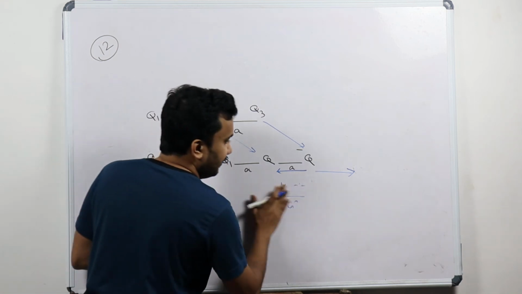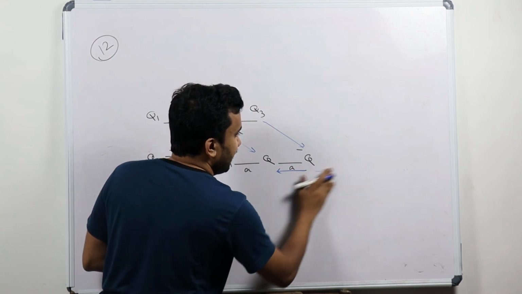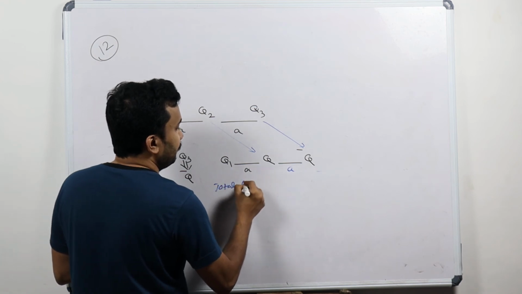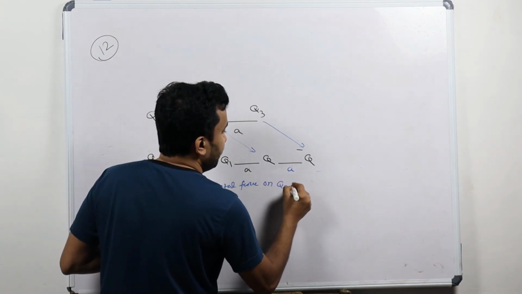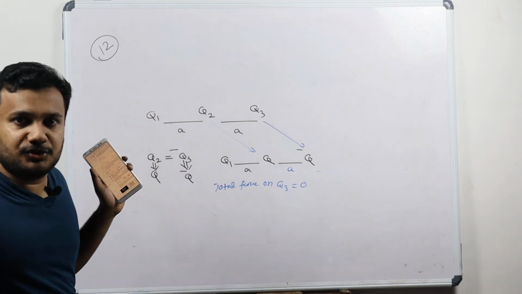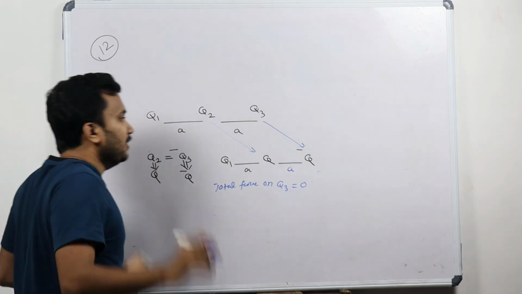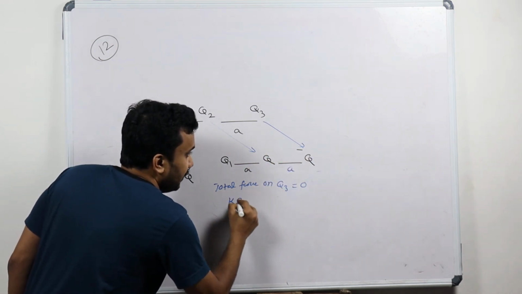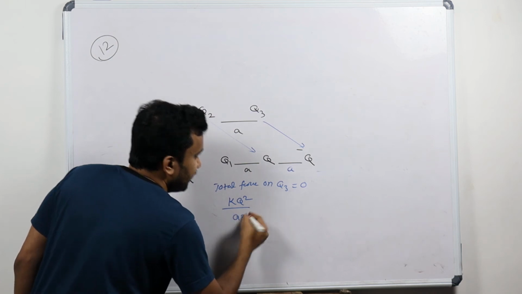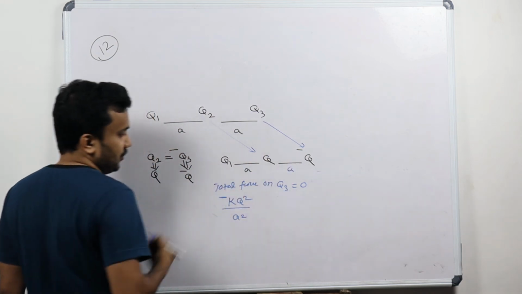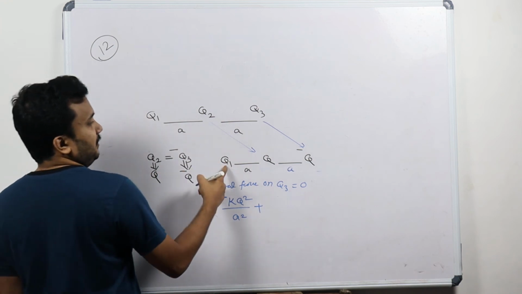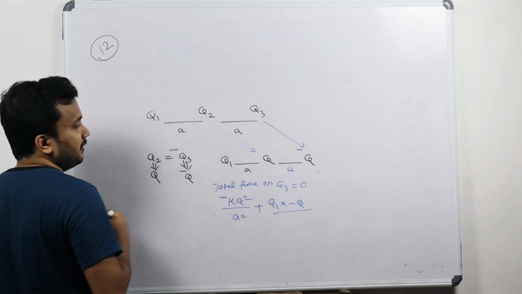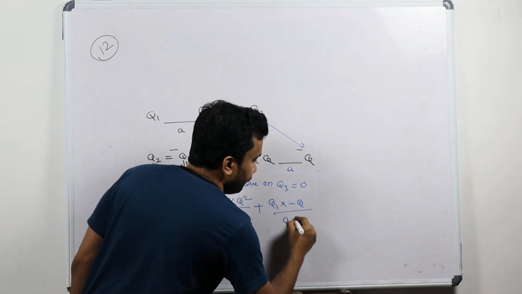Or in another way I can say total force acting on the body. Not to confuse you, I am writing total force on Q3 equal to 0. Total force on Q3 equal to 0 means the body is in equilibrium, not moving. So we'll see the force due to these first two. What will come? K into Q square by A square. What is the sign? Q into minus Q, so it's a negative charge. Plus, the charge between them, Q1 into minus Q, divided by the distance between them, A plus A, so it is 2A, it becomes 4A square.